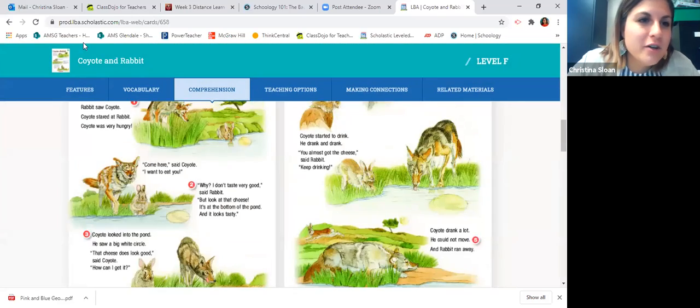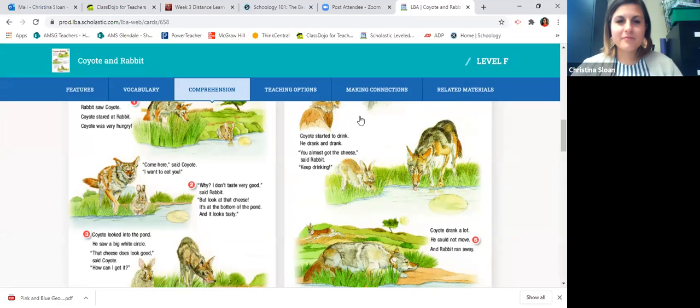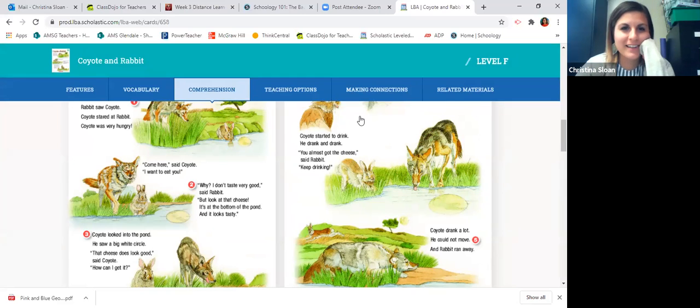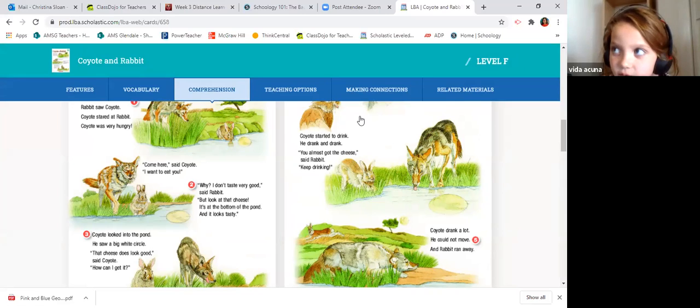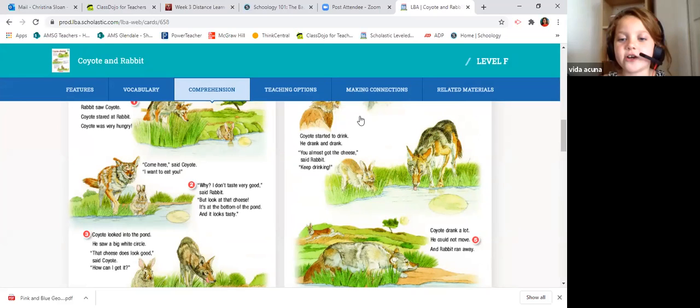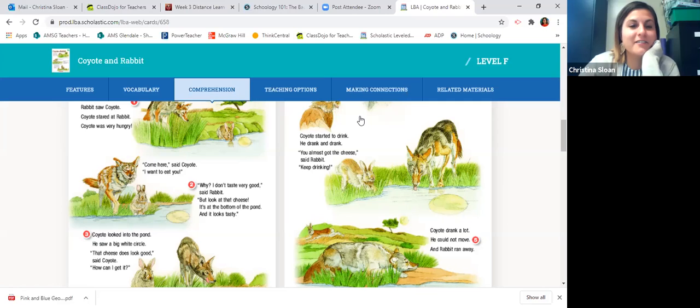Oh my goodness. So who was the trickster now in that story? Was it the coyote or was it the rabbit? Vita, who was the trickster? The rabbit. Okay. And how did he trick the coyote? To drink the water a lot. Yeah, so then the coyote was so full that he didn't want to eat the rabbit anymore. And then he couldn't move. Yeah, so the rabbit could get away. That was a pretty smart rabbit, wasn't it?